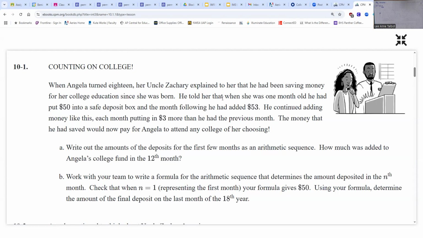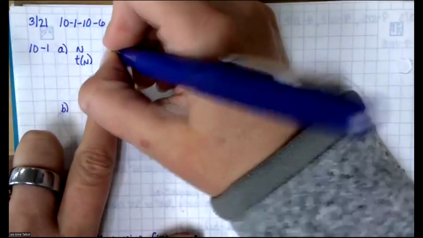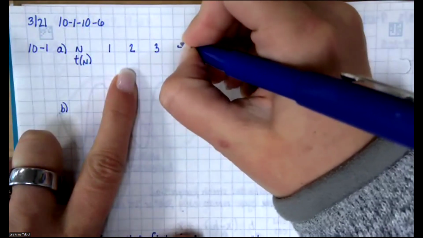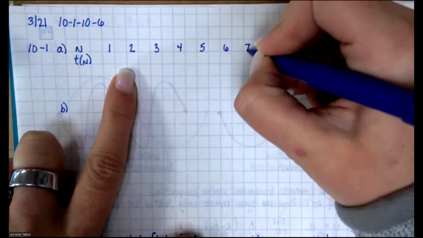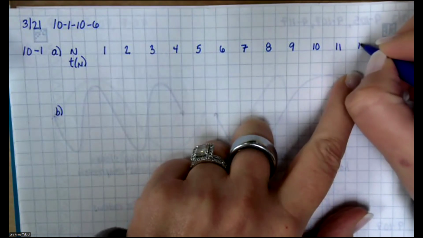Is it familiar? Maybe. Oh, this part. Yeah, you're right. It's what we did on the warm-ups. Okay. Write out the amounts of the deposits for the first few months as an arithmetic sequence. How much was added to Angela's college fund in the 12th month? Okay, so we're actually going to write out the first 12 months. And n is the month number. So we're going to go 1, 2, 3, 4, 5, 6, 7, 8, 9, 10, 11, 12.